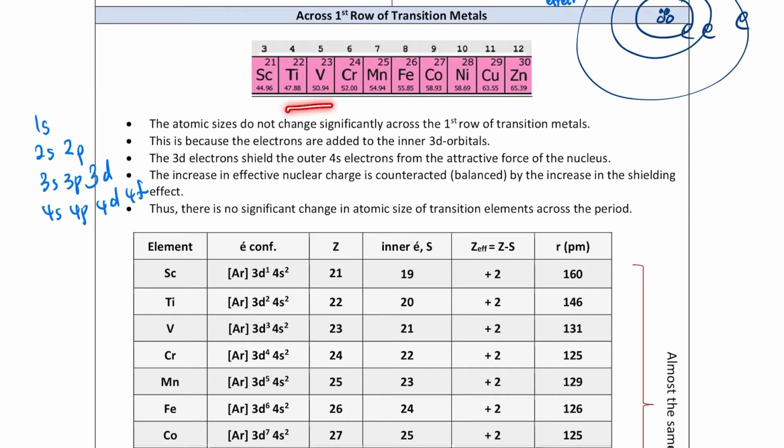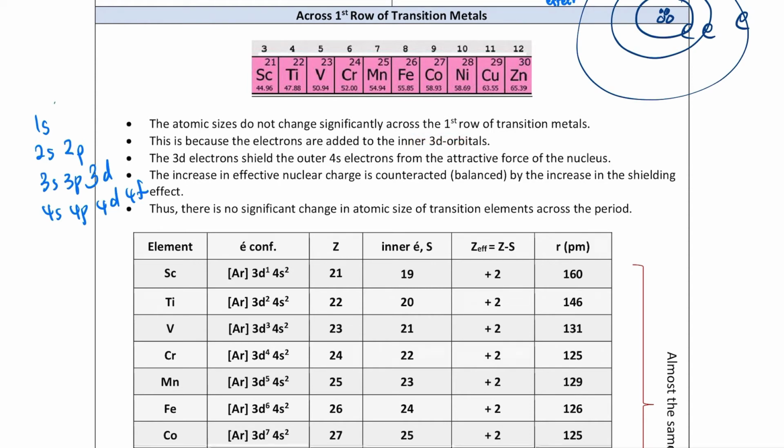Kita expect size of first row ni akan jadi makin kecil lah, because that is what happened across a period yang lain. Tapi itu tidak berlaku, that means size dia tak berubah sangat pun. So, kenapa tak berubah? This is because the electron are added to the inner 3D orbital. Kita tahu proton number increase, that means electron also increase lah untuk neutral punya atom. Tapi elektron yang increase tu bukan masuk dekat outermost shell, tapi dia masuk dekat inner shell.